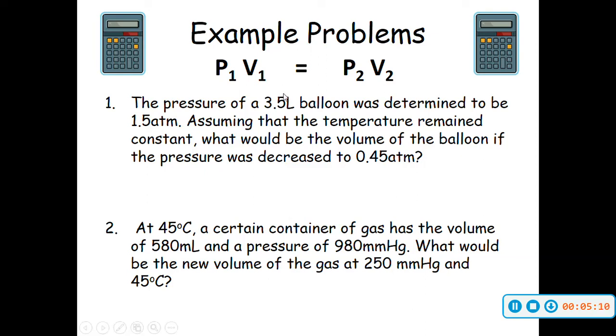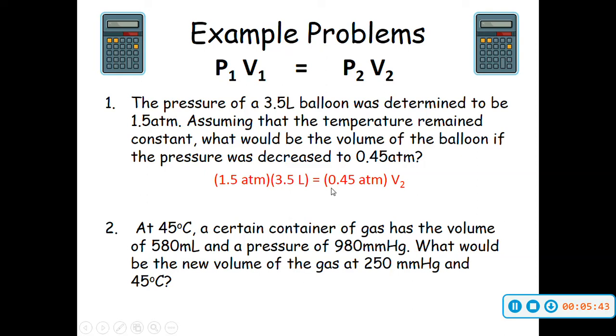Okay, so if we're taking a look at what we've been given and what we're trying to find, they give us an initial volume, an initial pressure. Then they ask us what would be the volume of the balloon if the pressure was changed to 0.45 atmospheres. So that's going to be our P2. If we plug our variables into our formula, we would get: 1.5, which is our P1, times 3.5 liters equals 0.45 atmospheres times our unknown V2.